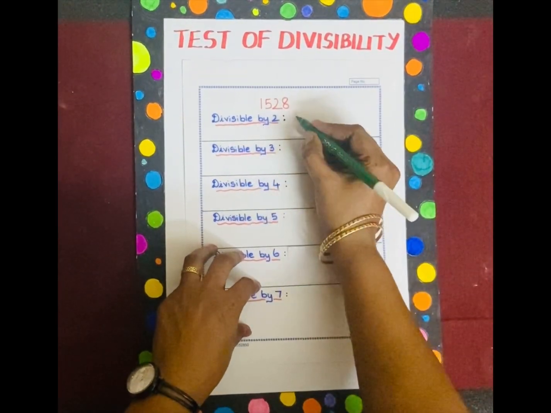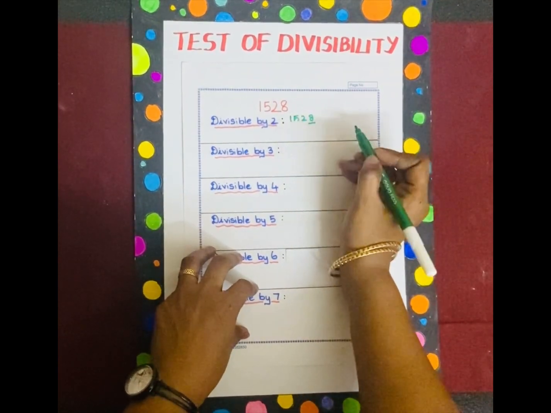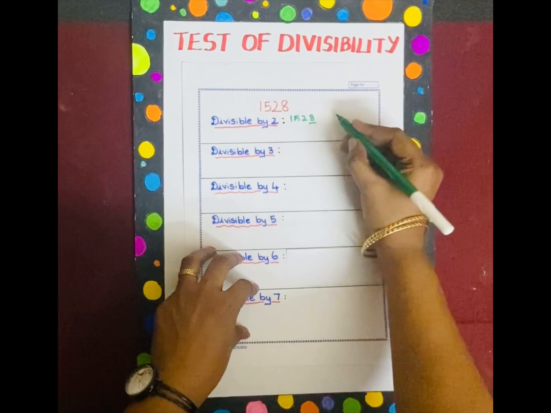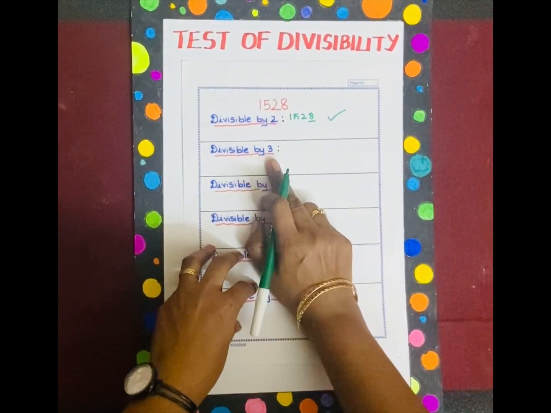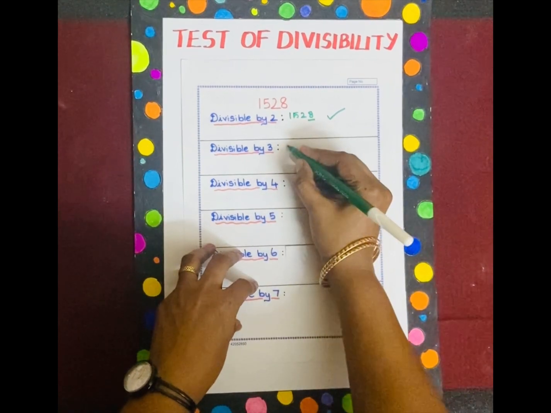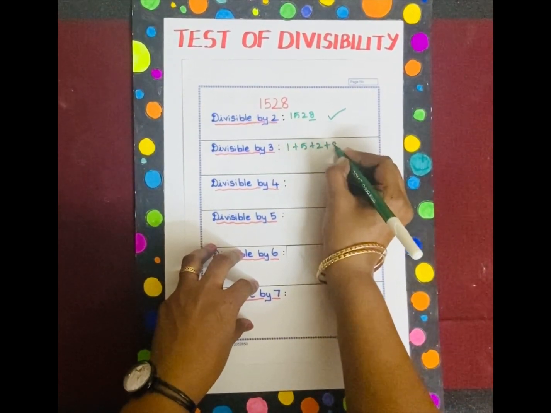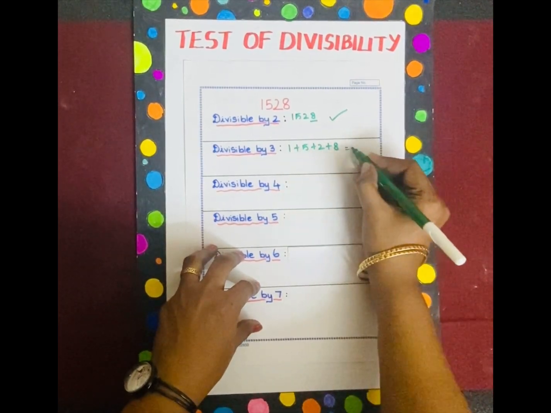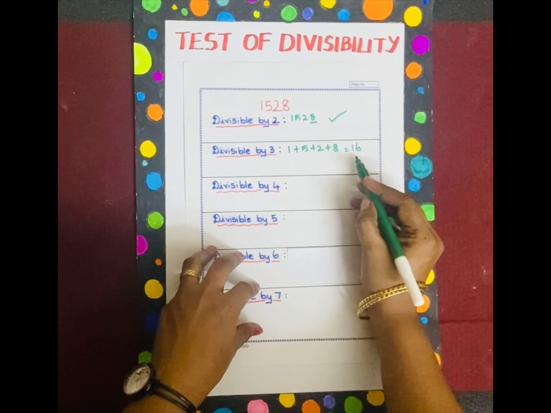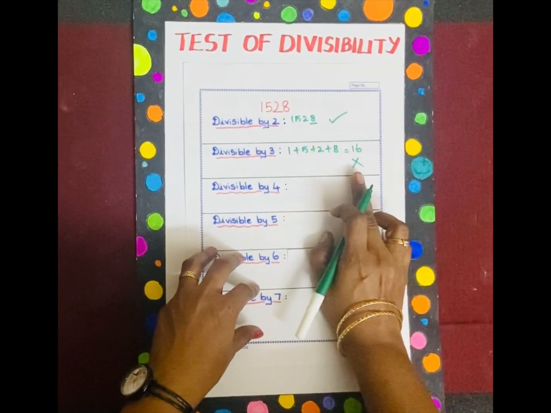Divisible by 2. 1528. The last digit is an even number. So it is divisible by 2. Next, divisible by 3. What's the rule? We have to add these digits. 1 plus 5 plus 2 plus 8. So 6, 7, 8, 8 plus 8, 16. 16 is not a multiple of 3. So it is not divisible by 3.